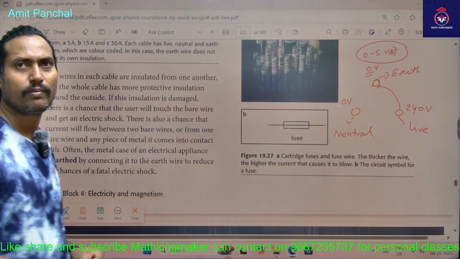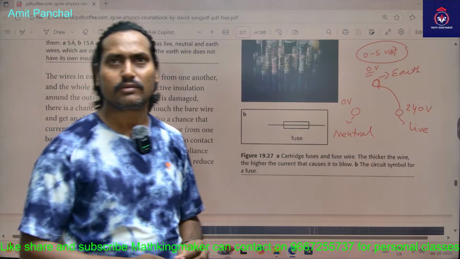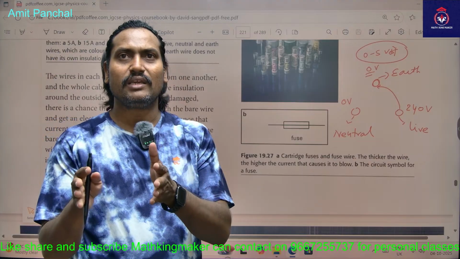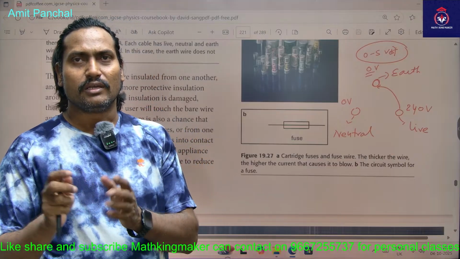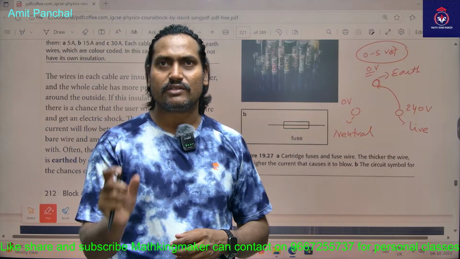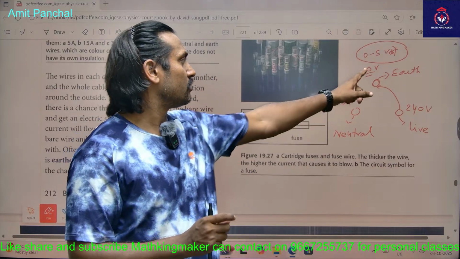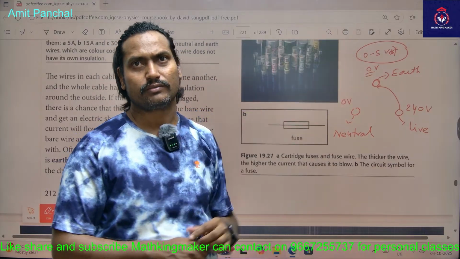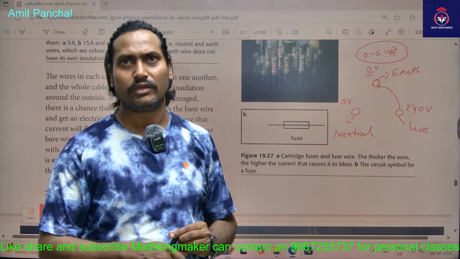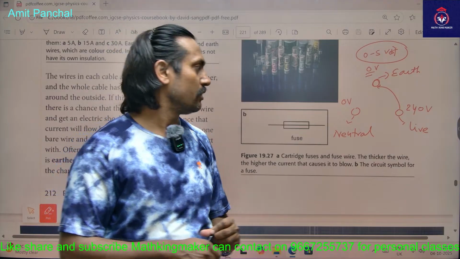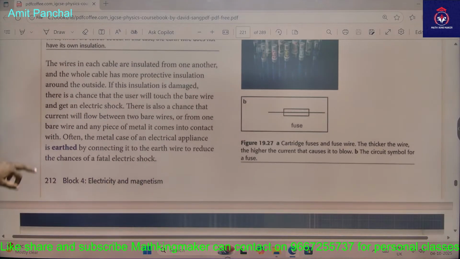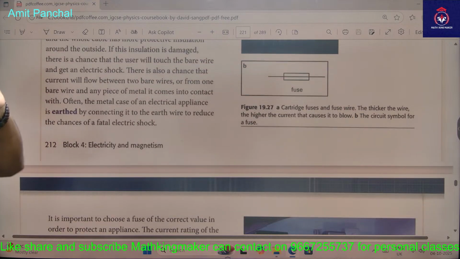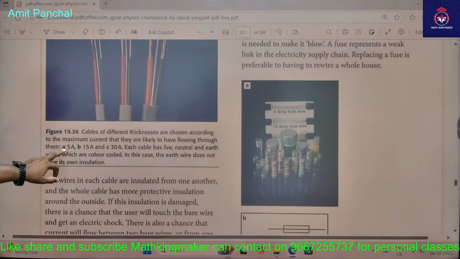So basically current is transferred to the earth, right? Yeah. Basically the body of every appliance is connected to this third socket, that is earth. So every appliance is earthed.